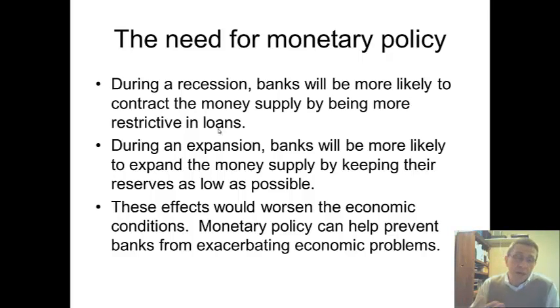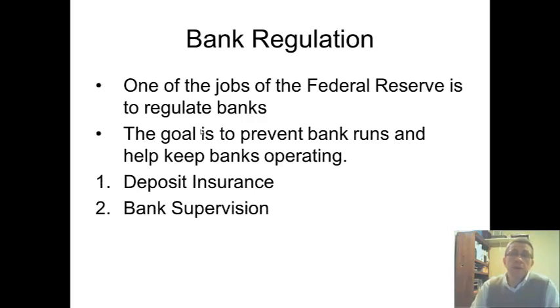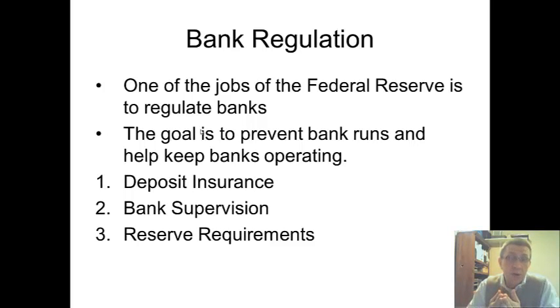So if you have monetary policy, if you have a Federal Reserve Board that looks after the money supply a bit, they can help prevent the banks from exacerbating economic problems by some monetary policies. So what does the Federal Reserve do? Well, one job is indeed to regulate the banks. Want to prevent bank runs, keep banks from operating. FDIC deposit insurance. If you ever see FDIC in a bank, that's deposit insurance. That's part of what the Federal Reserve does.